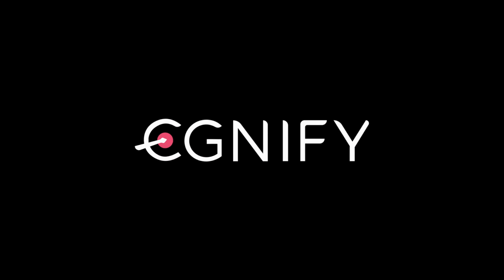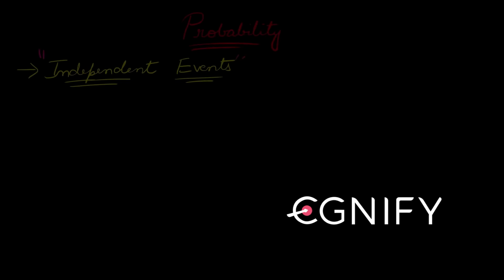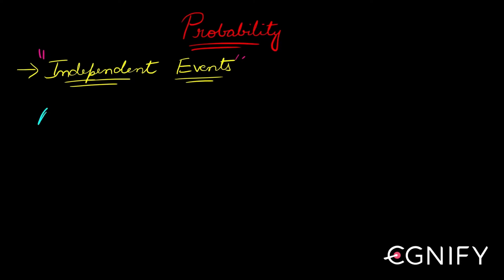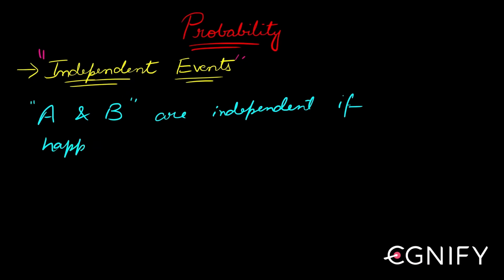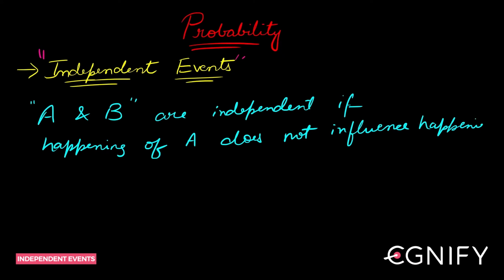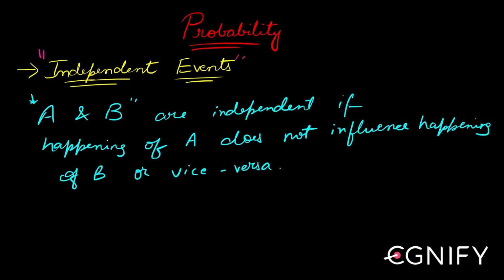So now let's try to understand this very important term called independent events in probability. I have two events A and B. These two are independent if the happening of A does not influence the happening of B, or vice versa. So basically, as the name suggests, they are independent of each other.